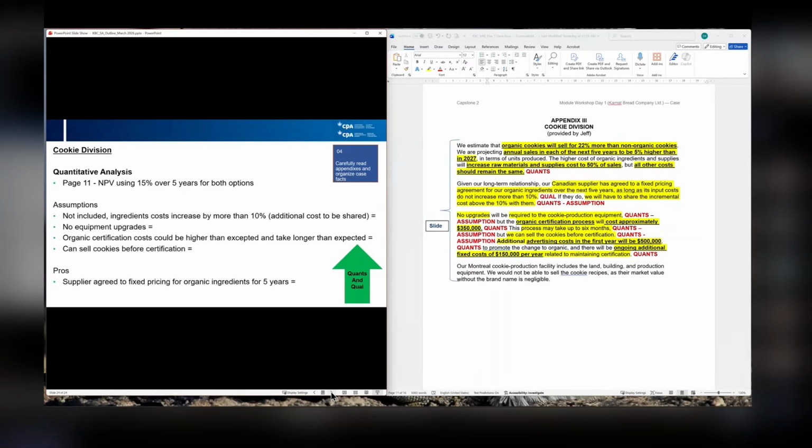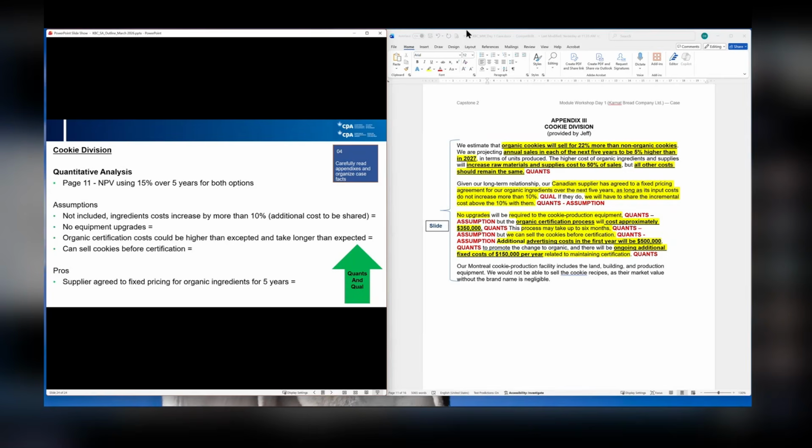You'll notice I've included an equal sign. Again, that's a reminder that I need to go back and clearly state what the impact would be to my NPV analysis. So in this instance, all of these would again increase the cost, decrease sales, which would decrease the NPV. And there's another pro that I wanted to extract, and that's that the supplier agrees to fix pricing for organic ingredients for 5 years.